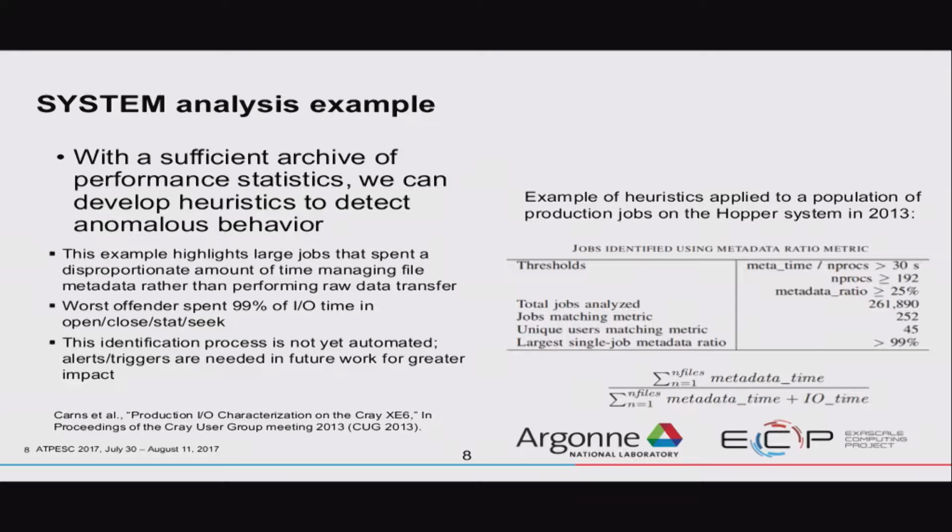And so if you're spending a lot of your time doing metadata, you're not doing as much effective I/O as you'd like. And so we filtered how many jobs are spending a lot of time doing metadata, and a lot of them were. The worst offender that we found spent 99% of its I/O time in metadata. So for every minute of time they spent interacting with the storage system, less than a second of that time was spent actually moving bytes to or from the storage system.